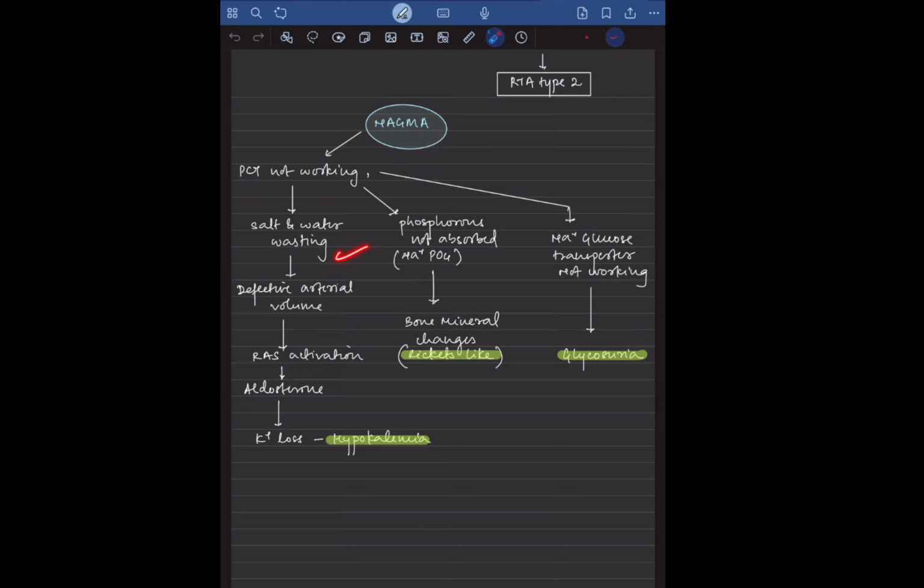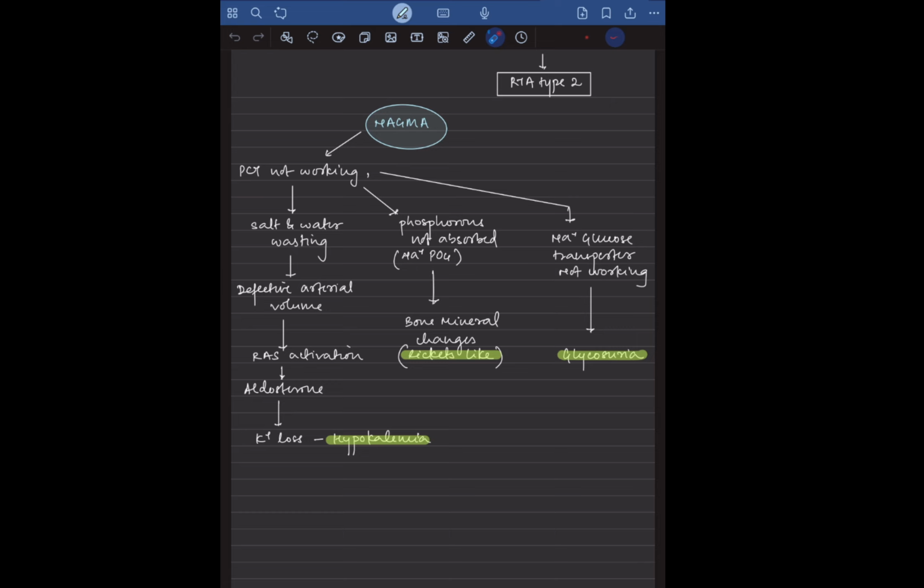So the salt and water wasting is there. Now, there would be a decreased arterial volume, and of course the RAS activation will be there, aldosterone is released, and thus there will be hypokalemia. So all the symptoms related to hypokalemia, including twitching or weakness or paralysis, all that stuff.